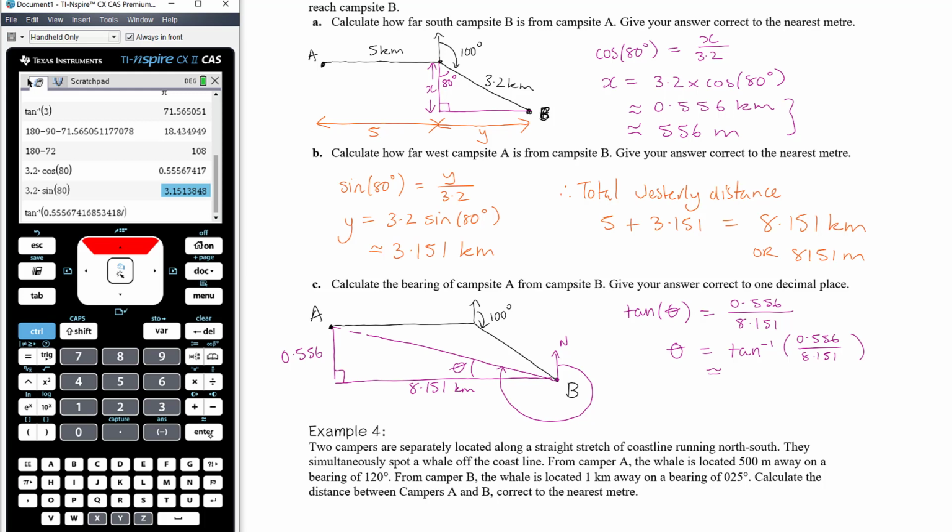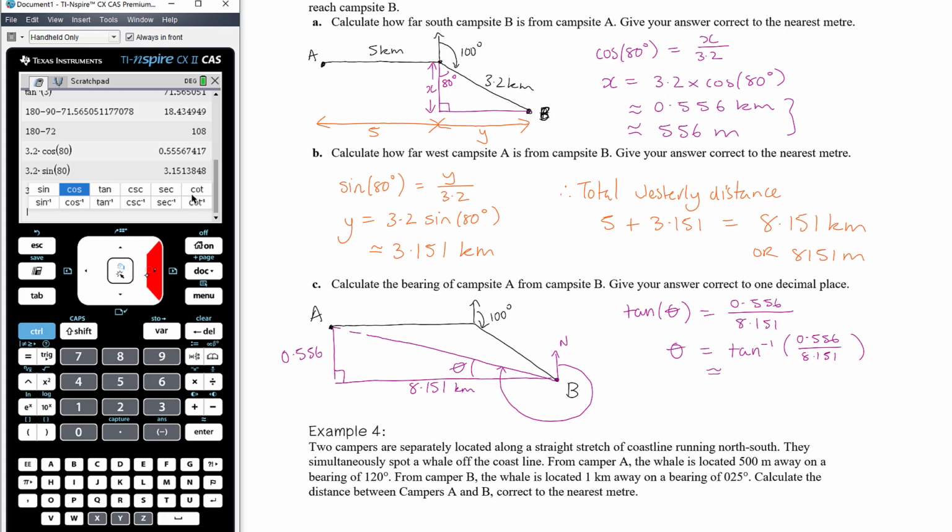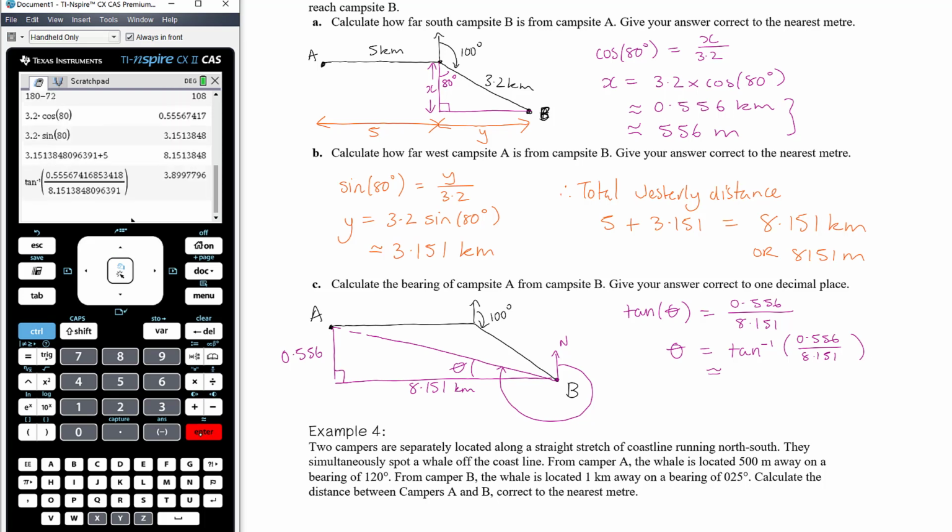It's going to be, we should have gone here, let me do that first. So let's do that previous answer plus 5 first. Okay, so now we've got the two answers we need. Inverse tan, we need this number up here divided by this new number I've just worked out there.